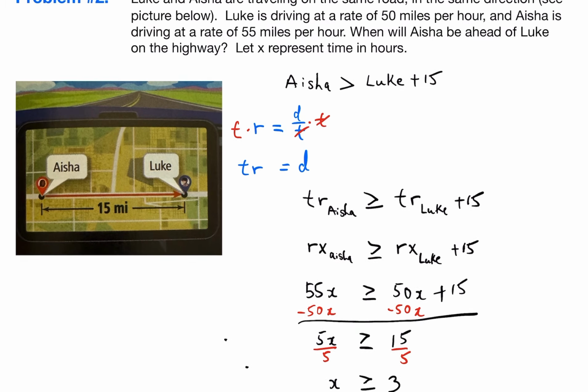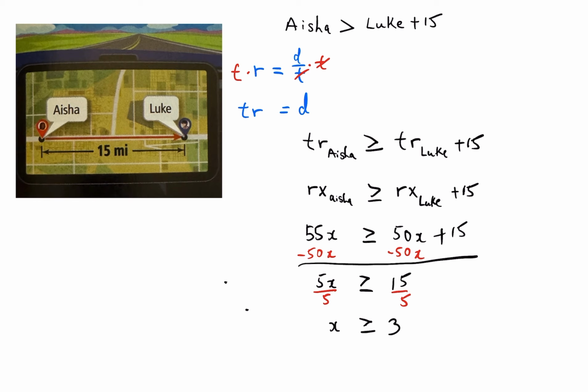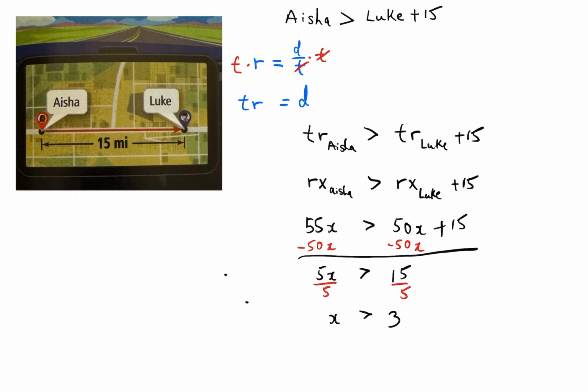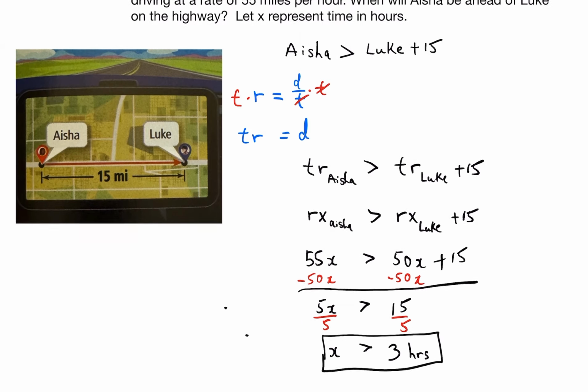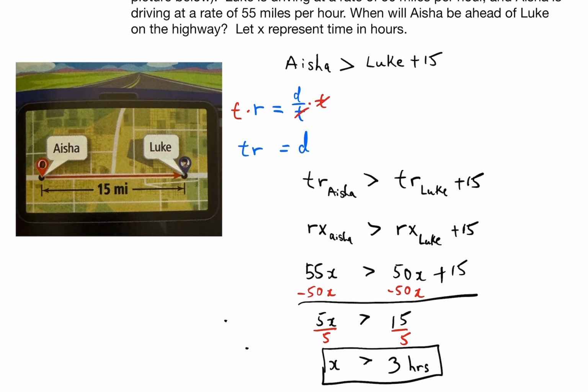And I apologize, that shouldn't be greater than or equal to 3. All of these inequalities should be just greater than, because that was what we established at the beginning. It has to be greater than Luke. So this answer tells us that it's going to take more than 3 hours. x is our time, and it's going to take more than 3 hours for Aisha to be ahead of Luke.